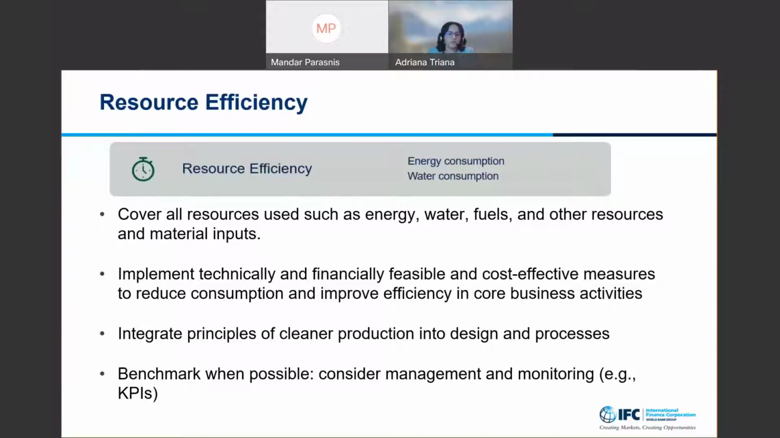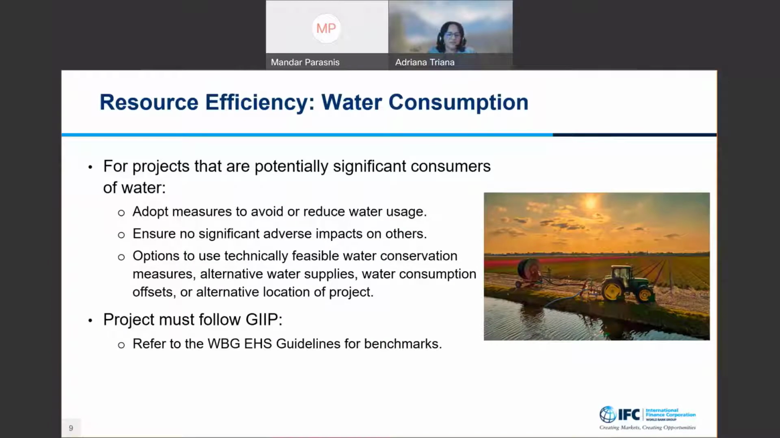Now, on Performance Standard 3, there is a specific section on water consumption, of course, given the importance of the resource. It focuses on what are called the significant consumers of water, relative to the impact of the extraction and use of water on other users. Again, here there is a very close link to Performance Standard 1, where the client is guided to identify and understand the demand and the use of the resource, and to identify that there are no adverse impacts on others.